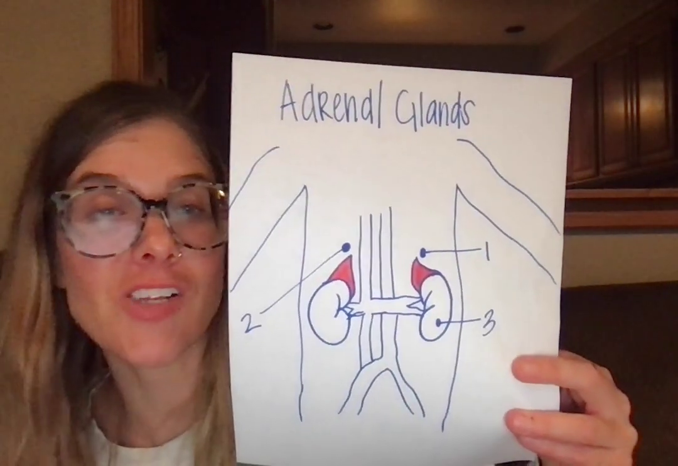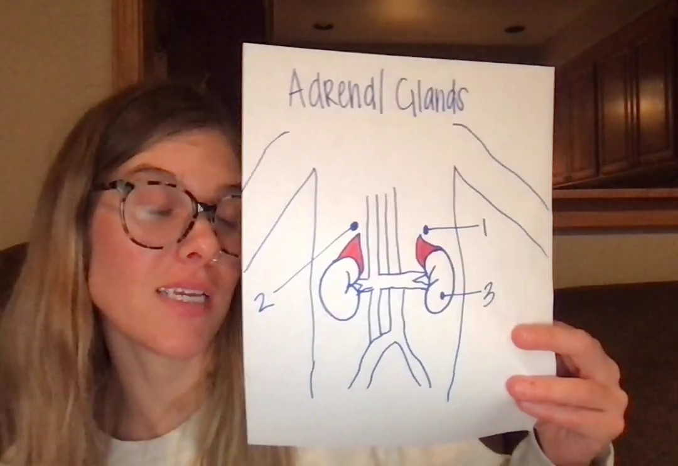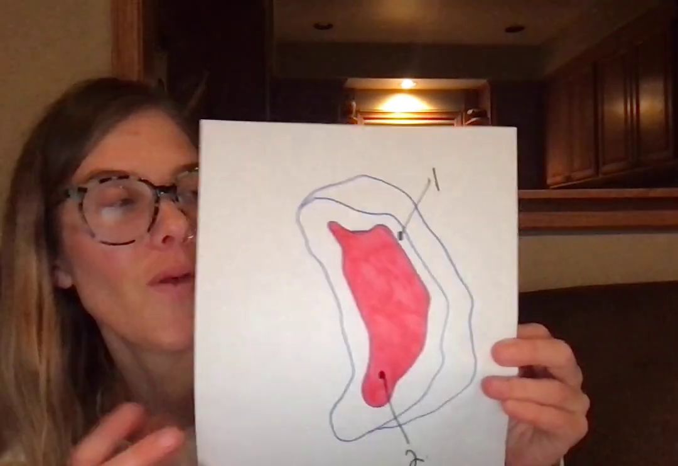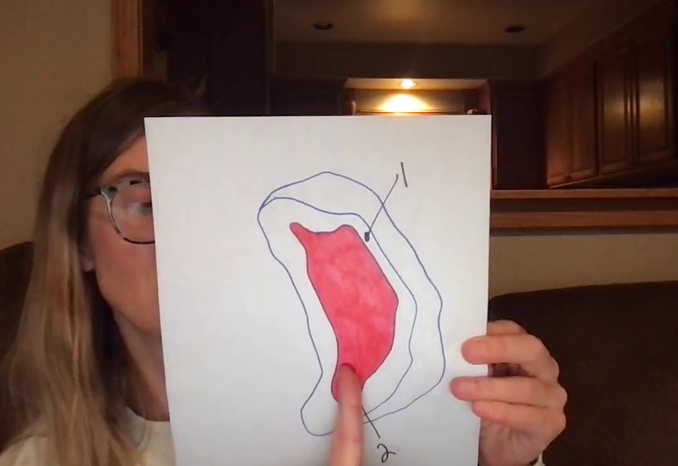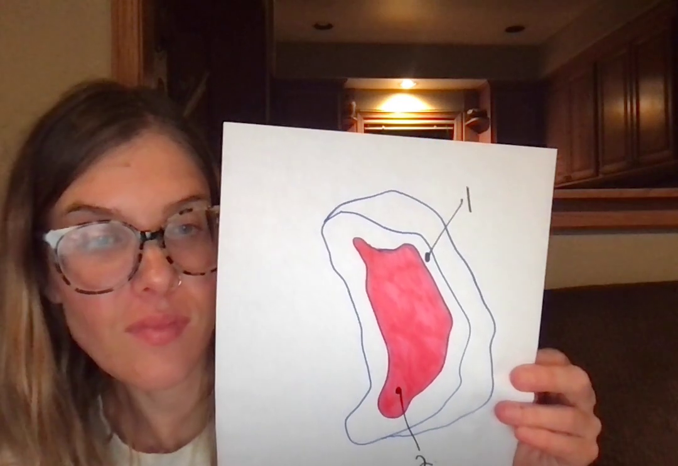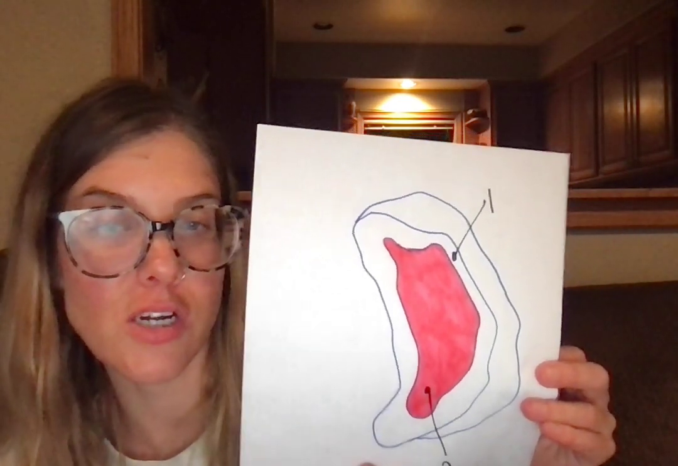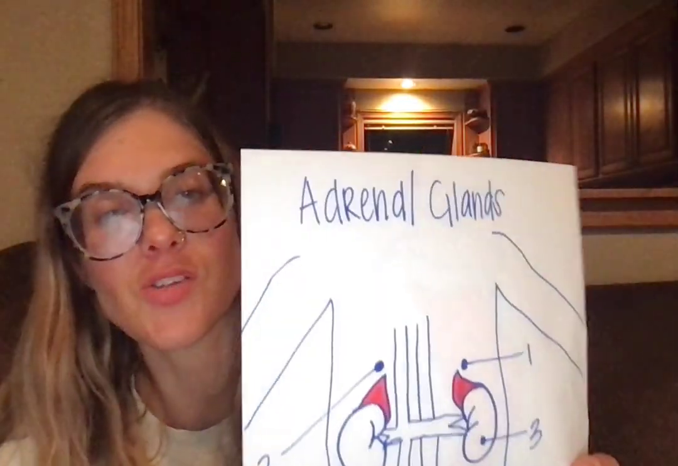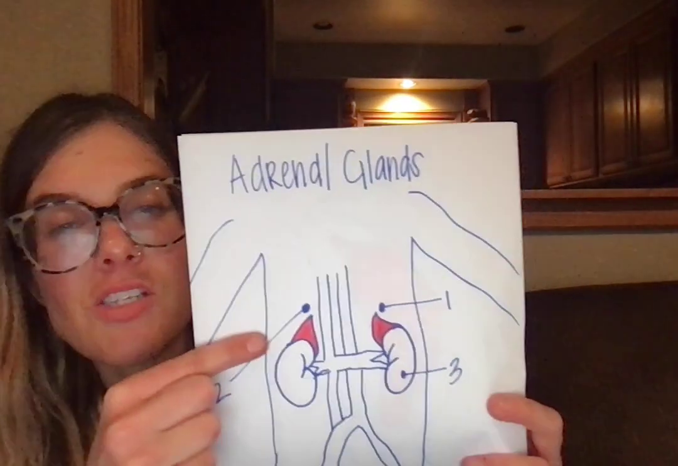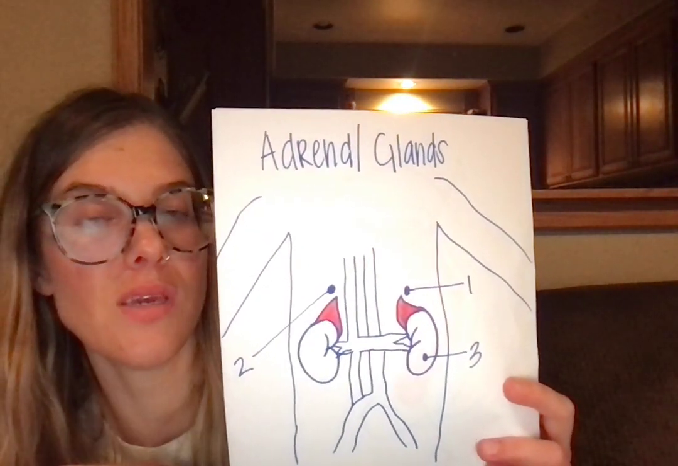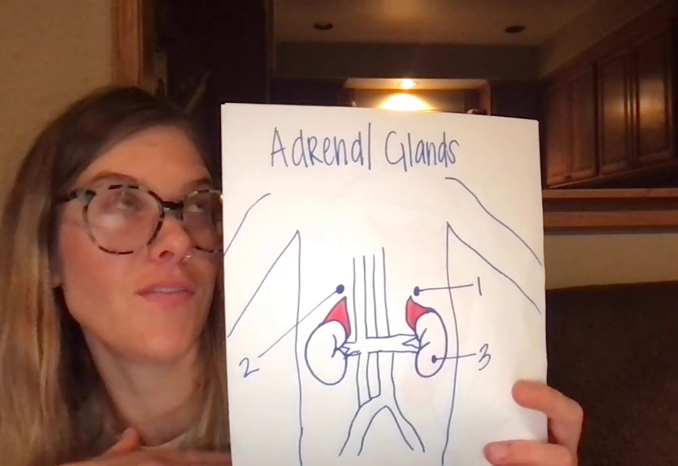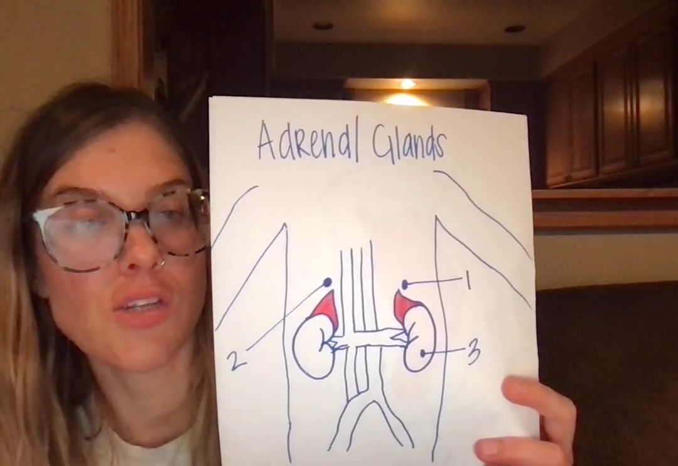The outer part of each gland is the adrenal cortex, and the inner part is the adrenal medulla. I have a picture here. Here we go. So we have the adrenal cortex and then the adrenal medulla. The right adrenal gland sits just below the liver, posterior to the inferior vena cava and anterior to our diaphragm.